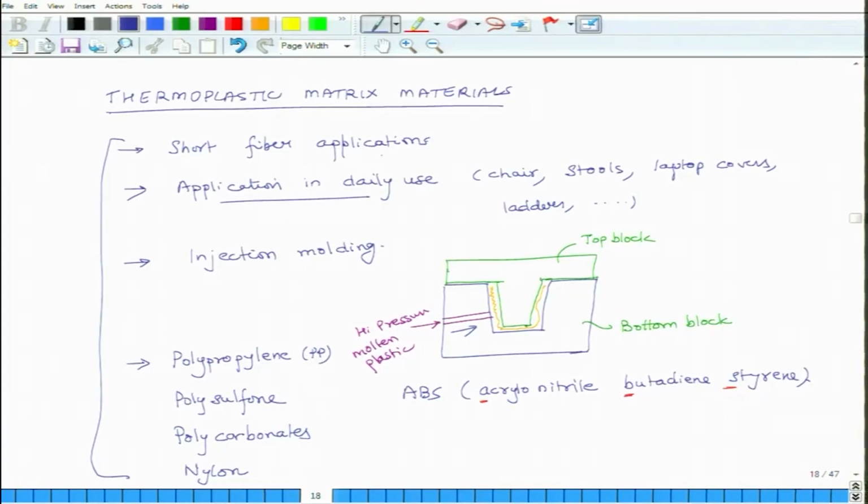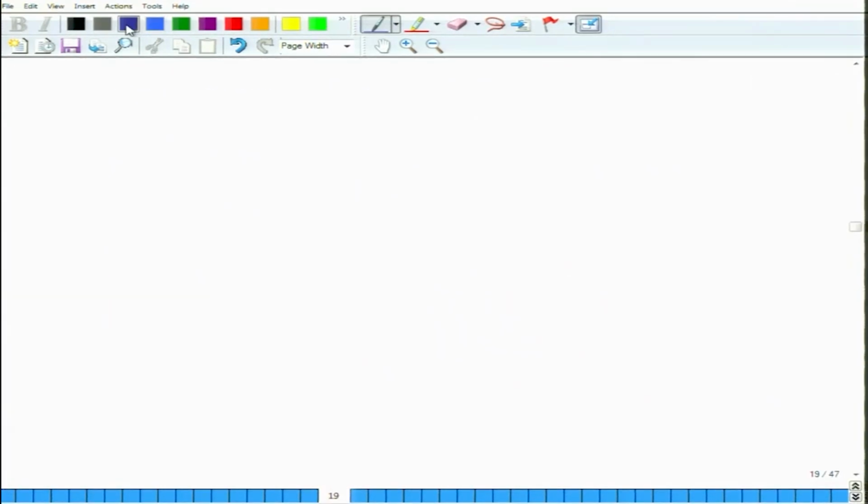But there are some cases where we use thermoplastics with continuous fibers also, but there the process is totally different, it is not injection molding. One very important material is known as PEEK, and it is used in a lot of aerospace, naval applications, space applications. So once again, what is it? Polyether ketone.